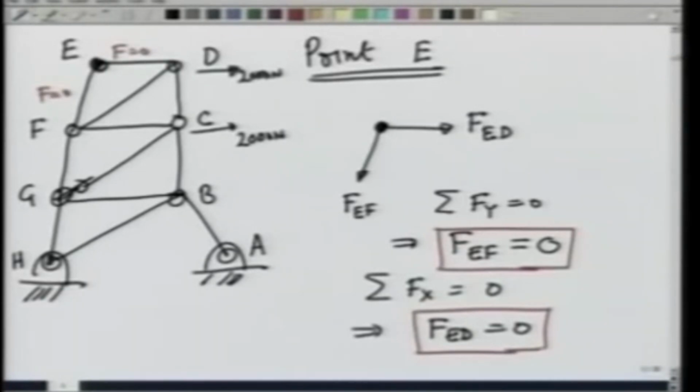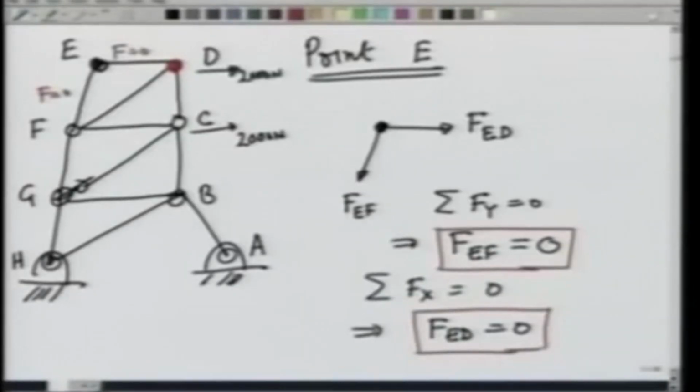Now, if I go to point D here, there are only two unknown forces here, FDC and FFD, and therefore, I can determine both from the two force balance equations. Let us do that. So, if I go to point D, let me again make this structure.